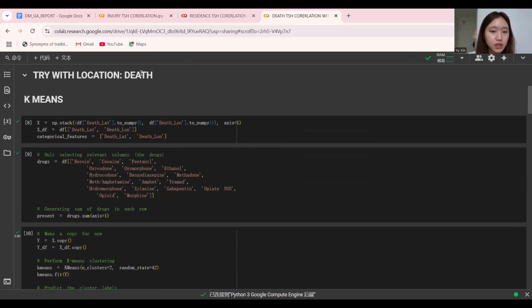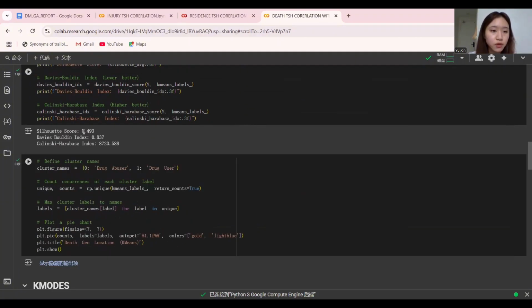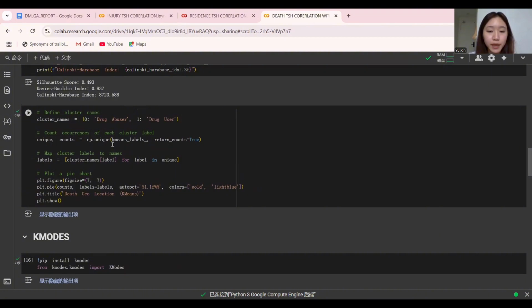For depth location, K-means emerged as the best performer with a silhouette score of 0.43493 and a DBI score of 0.837 and a chi-score of 8723.588, forming strong and compact clusters.